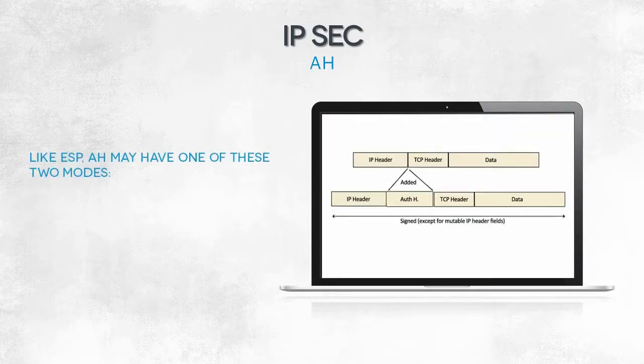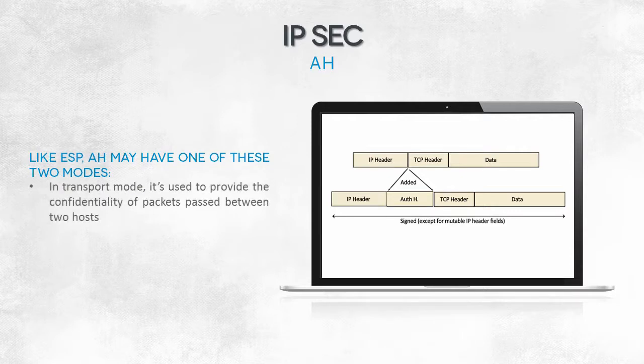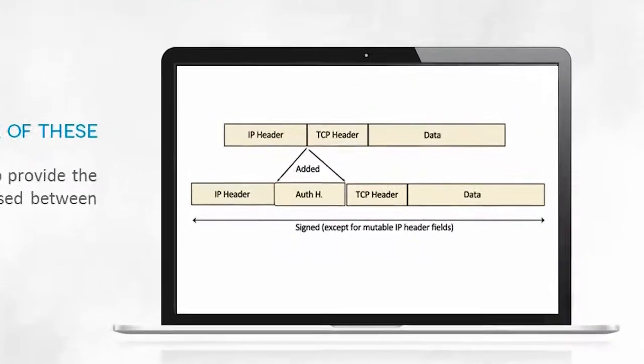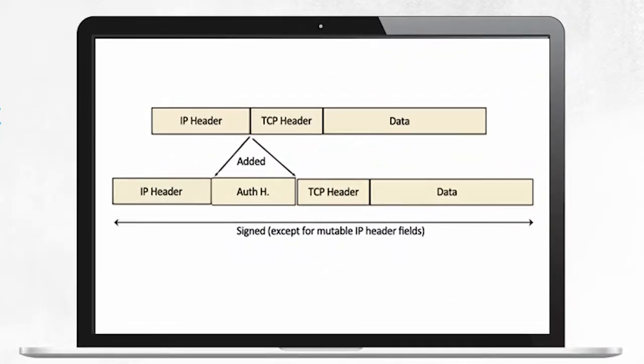The authentication header, just like the ESP, can run in one of two modes. A similar transport mode is used to confirm the authenticity of communication between two hosts. In the picture below, you can see all the data except the variable header fields are signed. The tunnel mode is used to confirm the authenticity of data transferred between networks. In this case too, the IP header, with the address pointing to the router that sent the packet, is added.